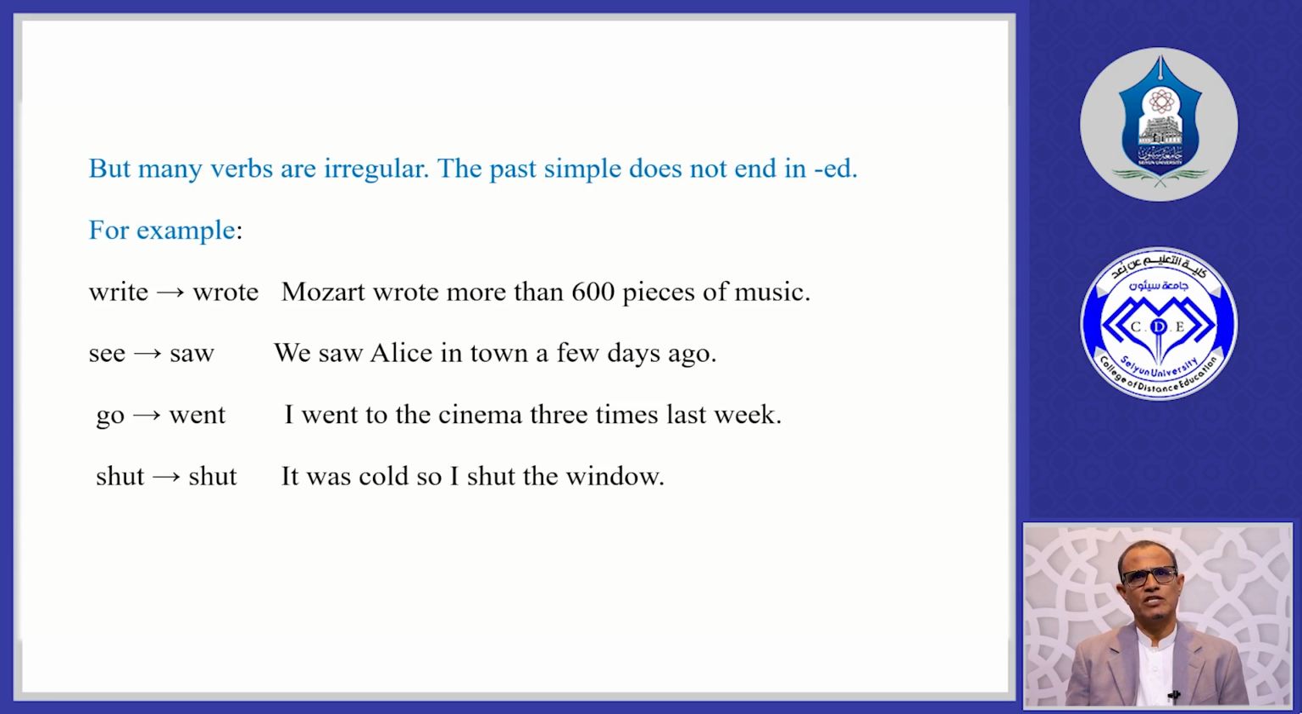Also, I went to the cinema 3 times last week. We have last week here. Last week expresses finished time. That means a time that finished in the past. So when I say I went to the cinema 3 times last week, this sentence expresses that the action happened in the past and finished in the past. Also, it was cold, so I shut the window. This one means something in the past; it was cold, maybe last night, maybe yesterday, maybe 2 days before. So this one expresses actions that happened in the past and finished in the past.